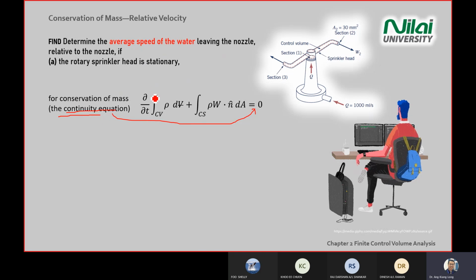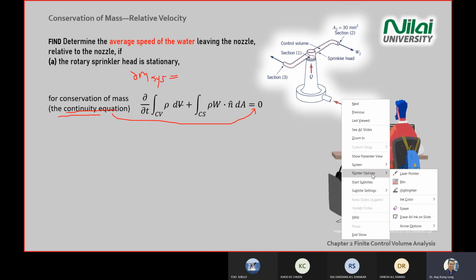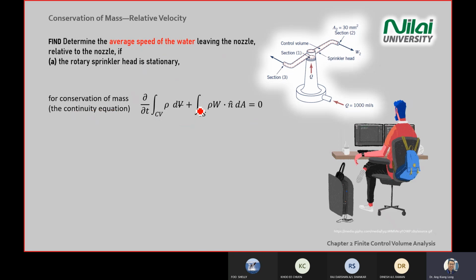If you mention continuity, it means the control volume term plus the control surface term equals 0. If you only mention the conservation of mass equation, then it does not necessarily equal 0. You need to write dm/dt of the system equal to the control volume term plus the control surface term. This is the difference between the conservation of mass equation and the continuity equation. Flip back to the first lecture that we did, and you will understand what we are talking about.